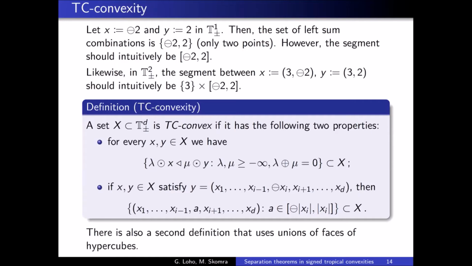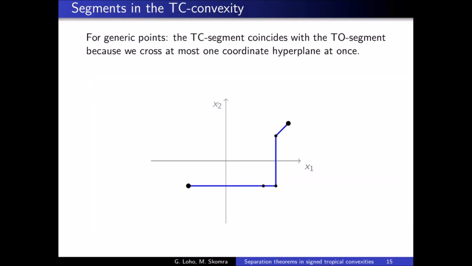Now, in order to get a little bit of intuition about this TC convexity, let us again look at segments. For two generic points, nothing changes. For generic points, the TC segment and the TO segment are exactly the same union of ordinary segments. And why is that? Because, as we already discussed, for two generic points the multivalued addition is multivalued only at one coordinate. So you have to jump only through one coordinate hyperplane at once, and the second property of TC convexity allows you to do that. So the TC segment and TO segment will be exactly the same thing.